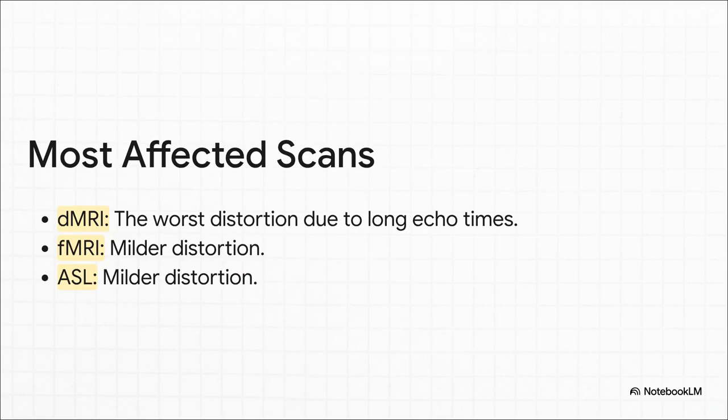Now, while all these EPI scans get hit with this distortion, they don't all suffer equally. Diffusion MRI, dMRI, is by far the worst of the bunch. Because of how it's acquired, with these long echo times, the distortions are just way more obvious. With fMRI and ASL, you still get warping for sure, but it's usually not quite as dramatic.